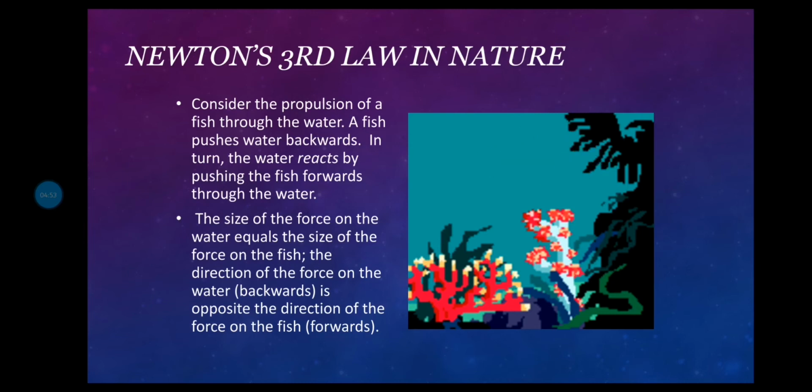And this is also another example of Newton's third law. Consider the propulsion of a fish through the water. The fish pushes water backwards. In turn, the water reacts by pushing the fish forwards, through the water. So the size of the force on the water equals the size of the force on the fish. And the direction is always opposite. The force on the water is backward and the force on the fish is forward.